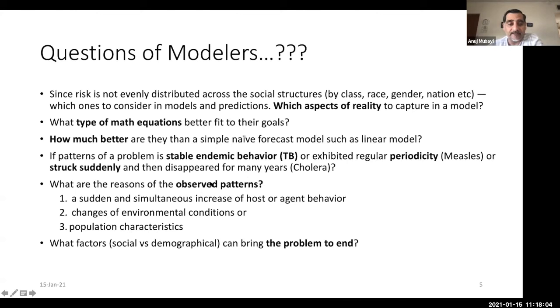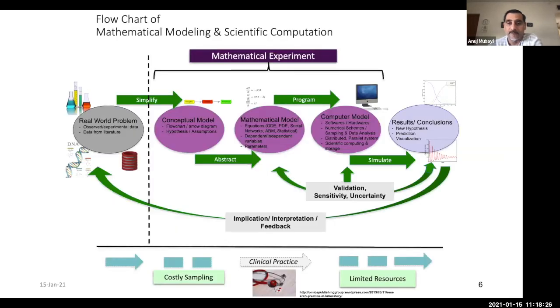So there are different types of patterns, and the reasons for these patterns you also need to incorporate. And what are the social, demographic, immunological factors that could bring the problem to an end. So these are the things to care about when you are building a model.